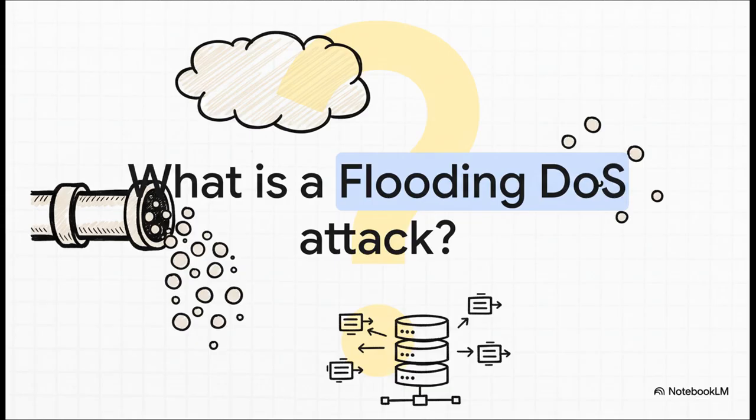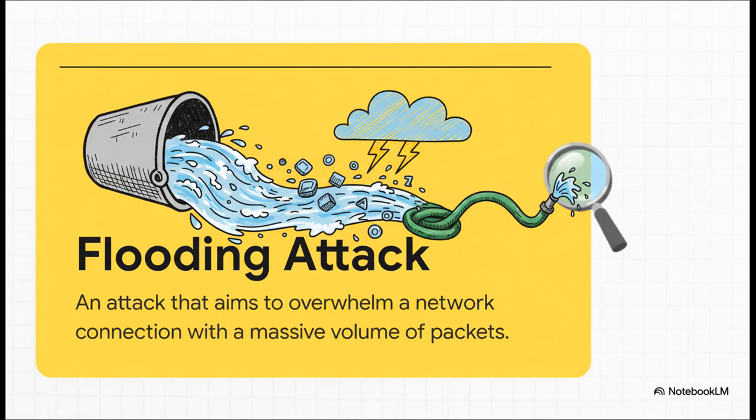And that whole clogging the pipe idea leads us perfectly into question 2. It's the classic flooding attack. So what exactly is a flooding DOS attack? A flooding attack is pretty much what it sounds like. The entire goal is to just send an unbelievable volume of packets to totally overwhelm the target's network connection. And honestly, it almost doesn't matter what's in the packets. They can be simple pings, UDP packets, TCP packets. It's all about pure, overwhelming volume.